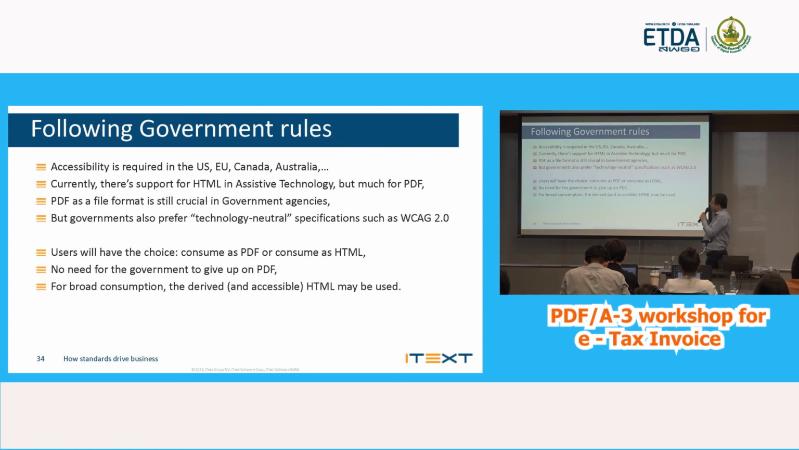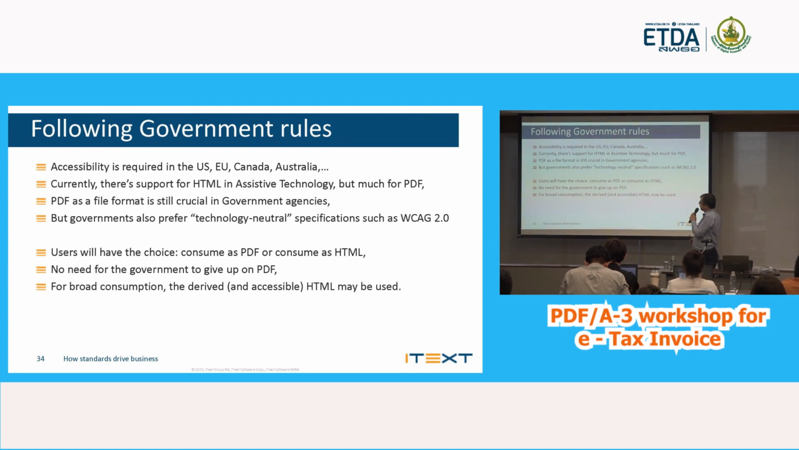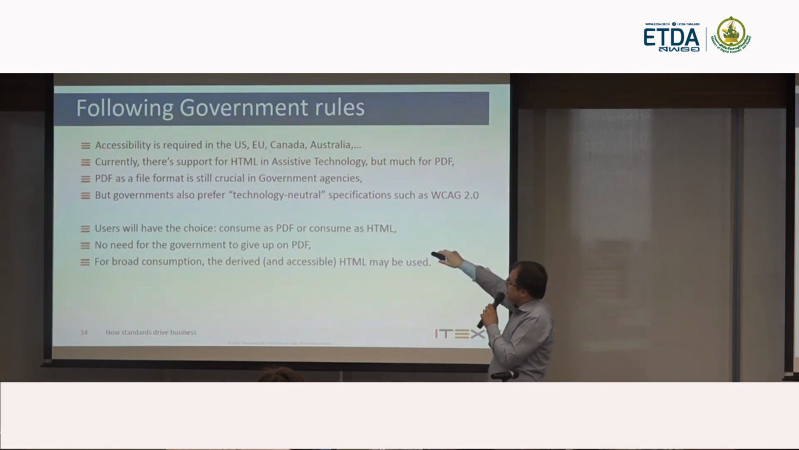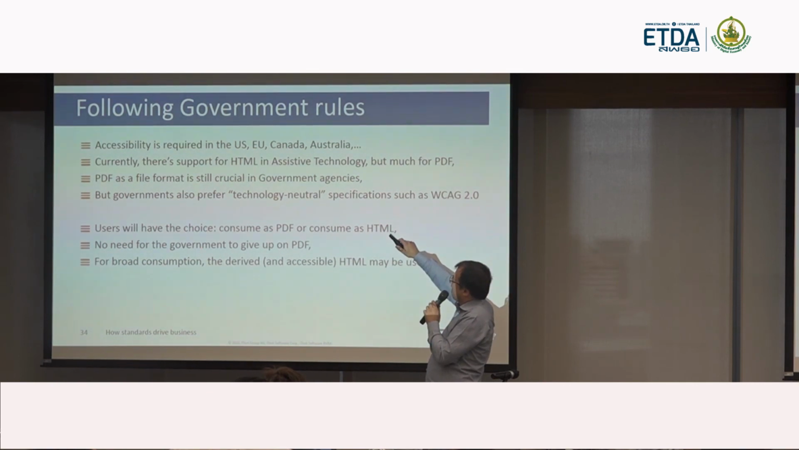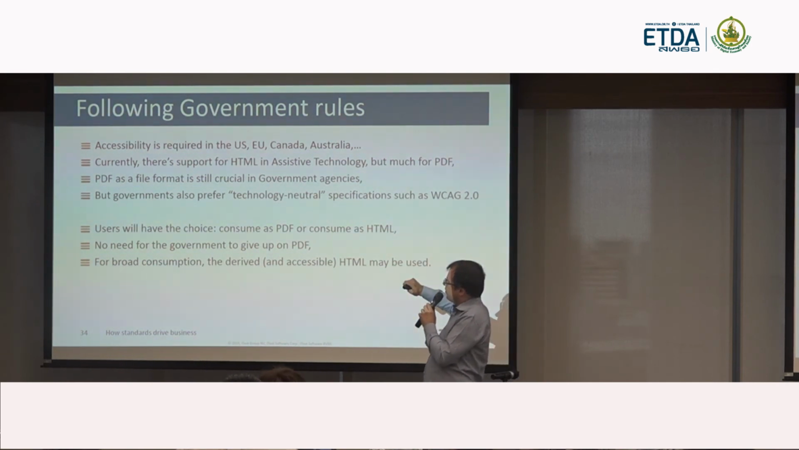Now, another important thing in the working group for next generation PDF is that governments will support this format. And for instance, in the US, UK, Canada, and Australia, accessibility is really necessary. If you create a format that isn't accessible, it's never going to be used in the government. So there's currently a lot of support for HTML in assistive technology, but not so much for PDF. We want to fix this with next generation PDF.